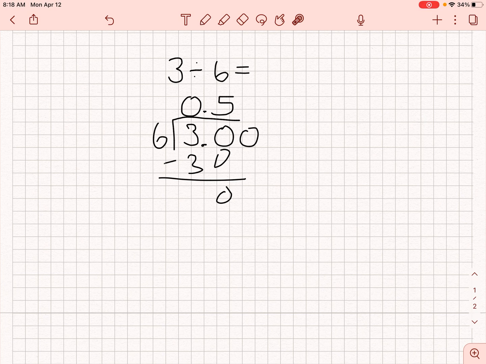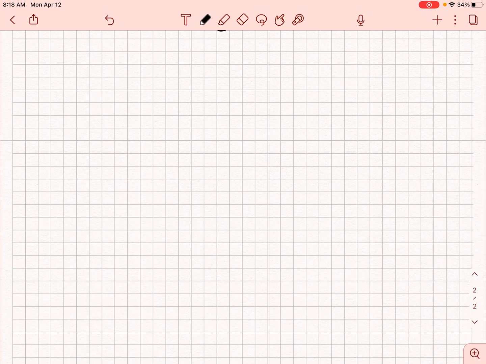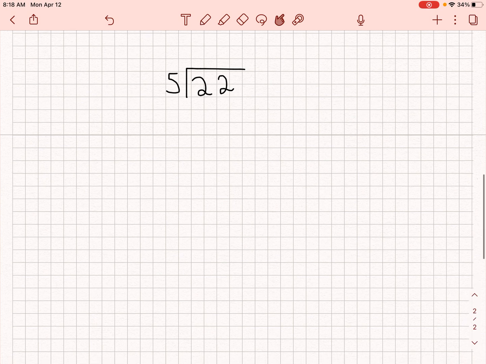Let's try another example. This time, let's try 22 divided by 5. So if you want to go ahead and try this on your own, you can pause now and try solving it on your own. Otherwise, you can follow along one more time.